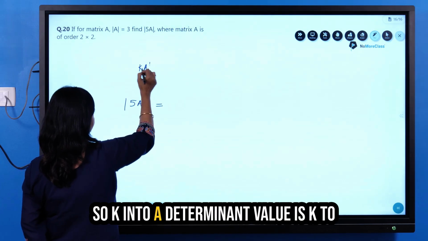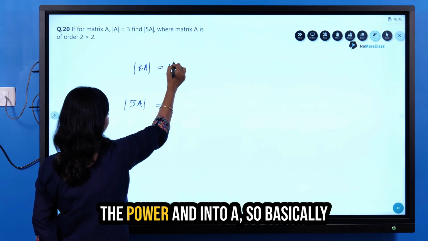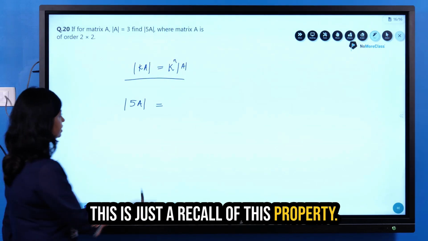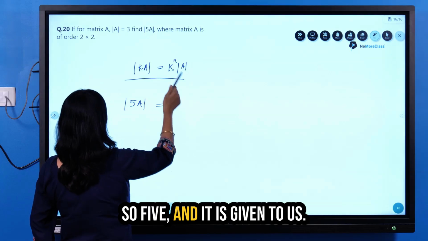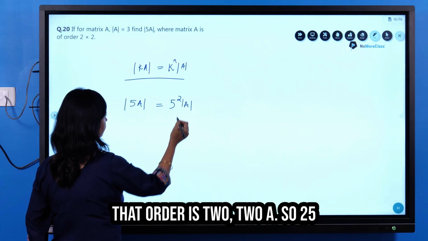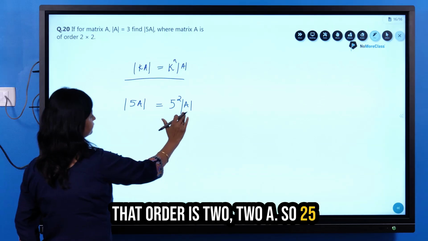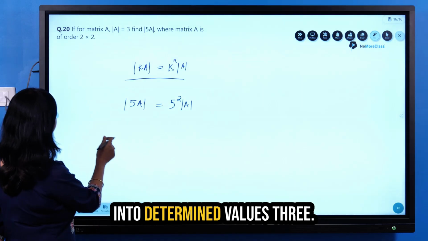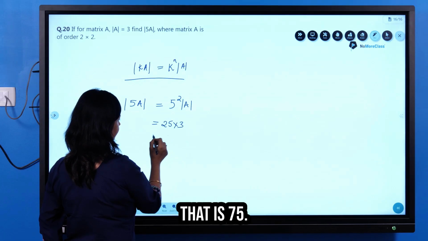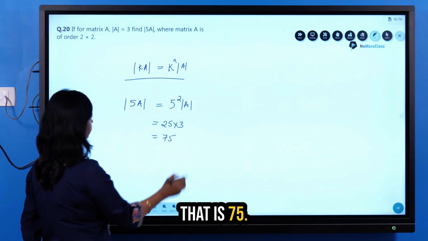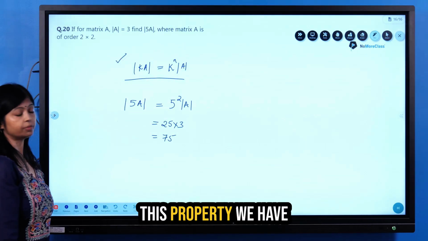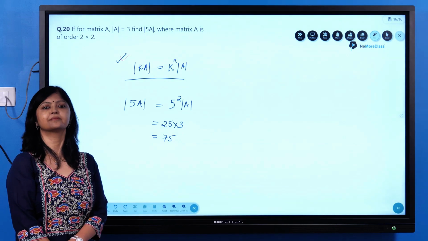So k times the determinant of A is k to the power n times the determinant of A. So basically this is just a recall of this property. So 5, and it is given to us that the order is 2, into the determinant of A. So 25 into the determinant value, which is 3. So this is 25 into 3, that is 75. So it becomes 75. Very important, this property we have to understand.